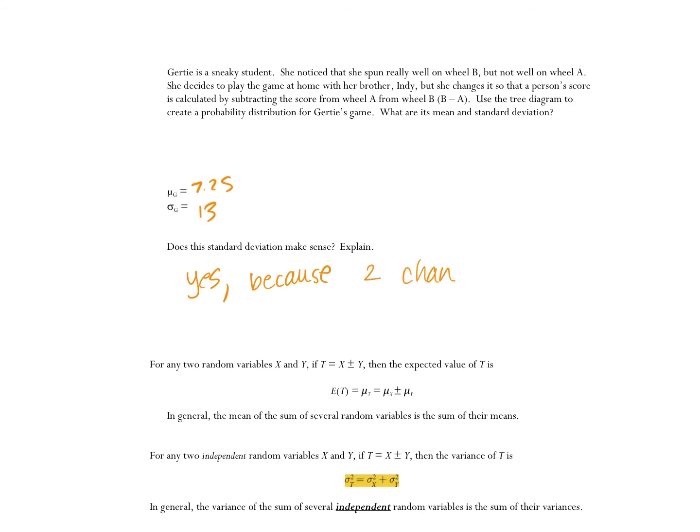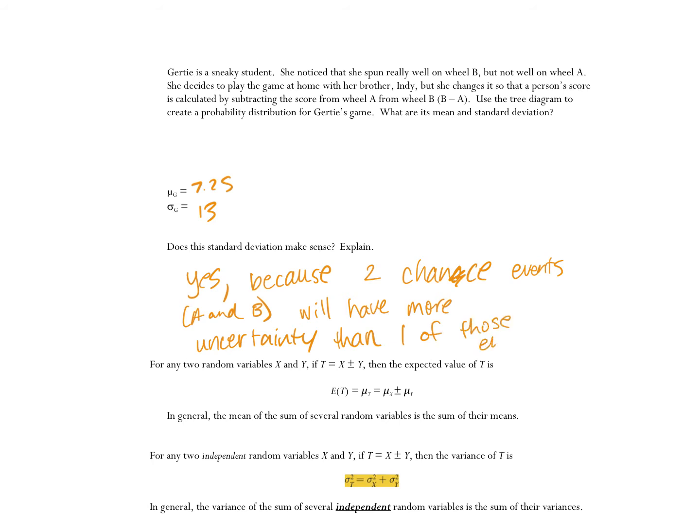two chance events, those events A and events B, will have more uncertainty than one of those events. And the big idea there, guys, is that that happens regardless of what I do with how many points I got on A and how many points I got on B.